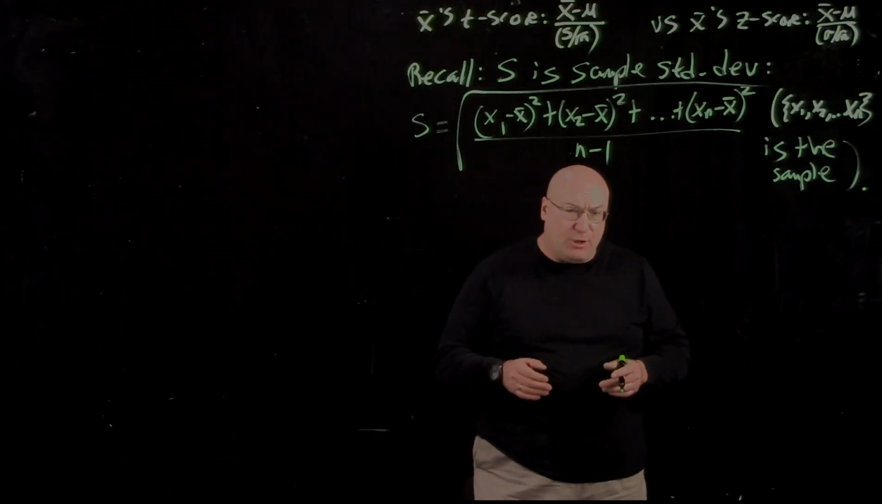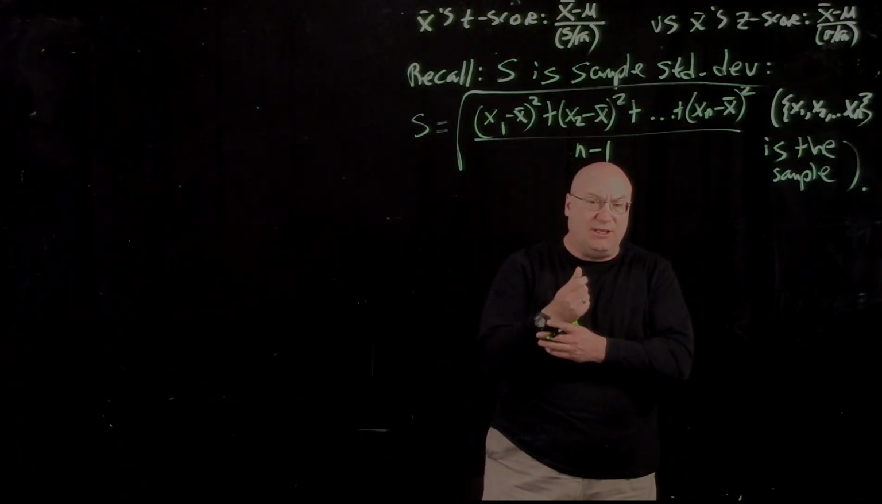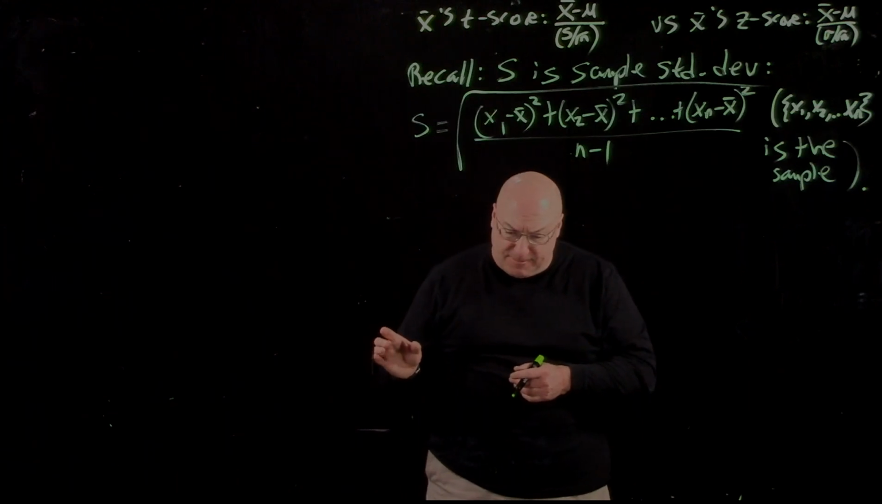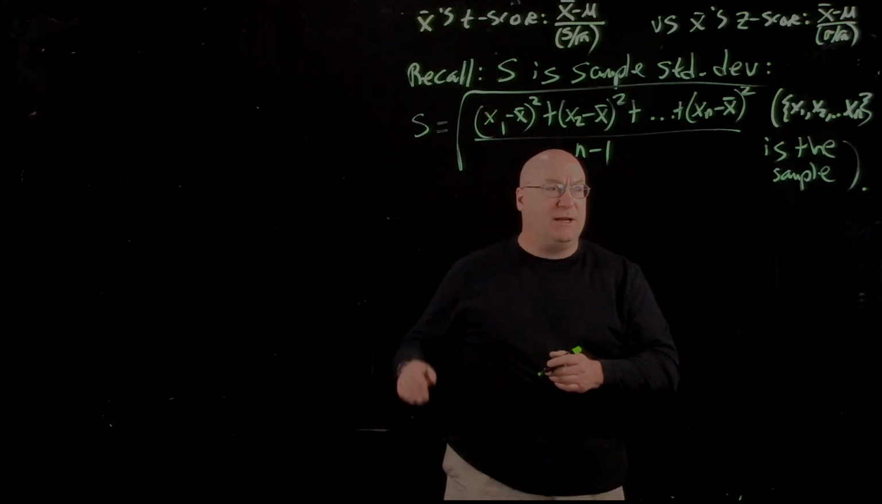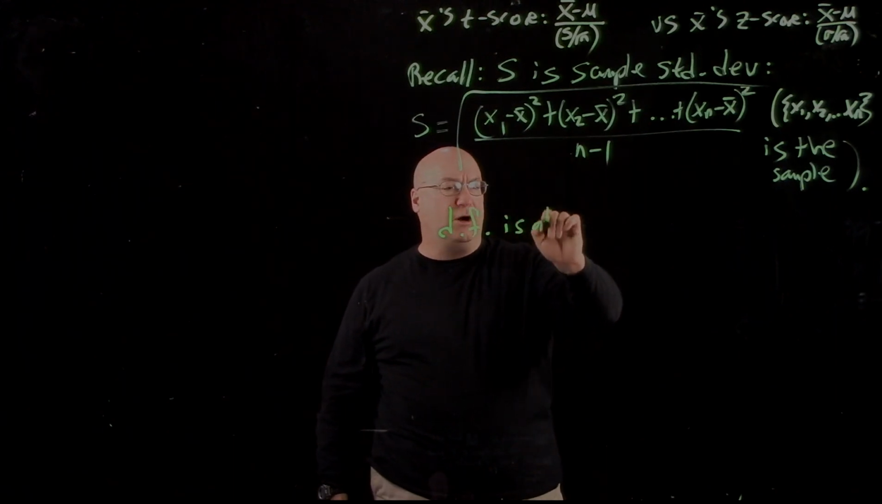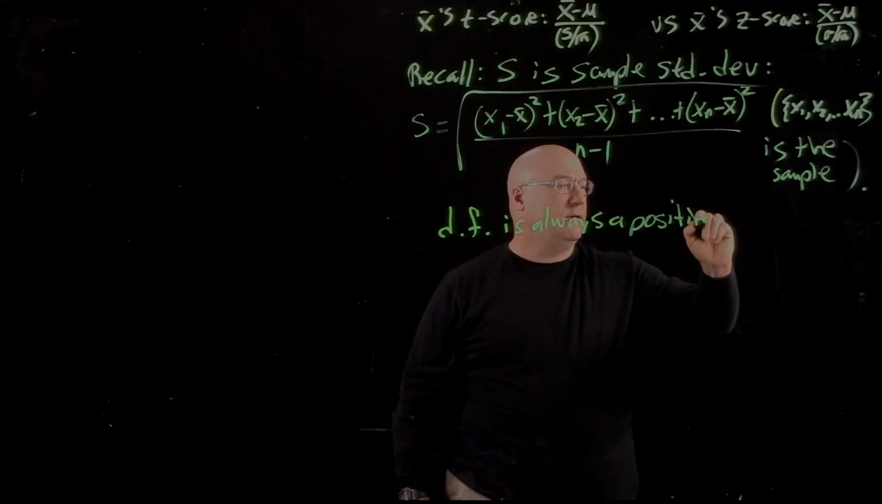Each t-random variable has associated with it a parameter, or a number, that's called its number of degrees of freedom, or df, I say there. And it's always going to be a positive integer. So df is always a positive integer.